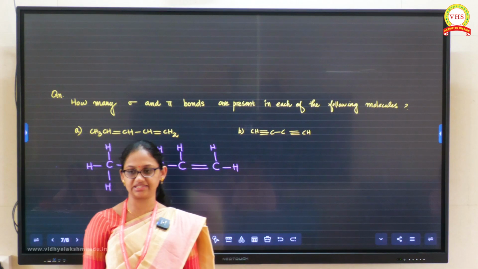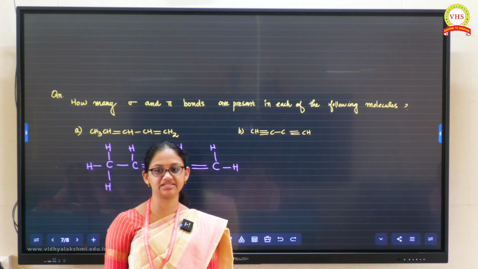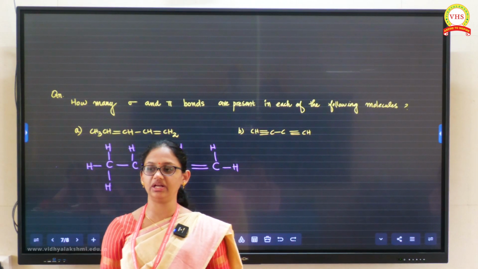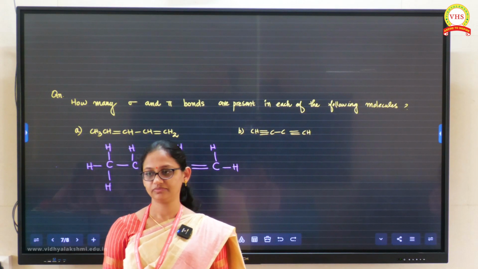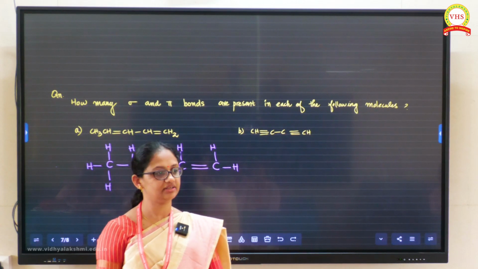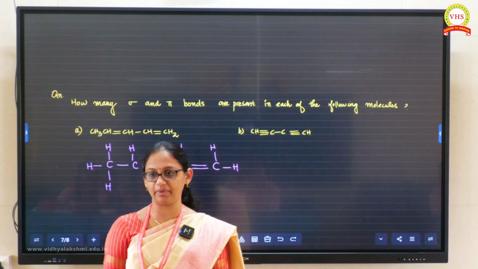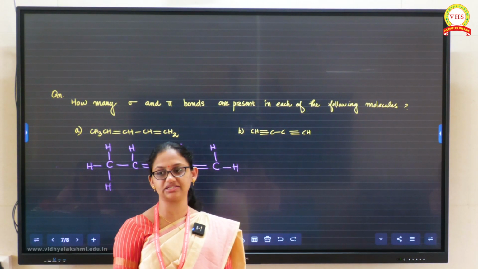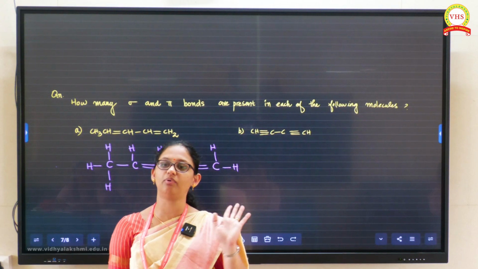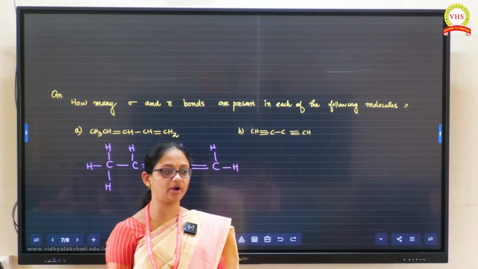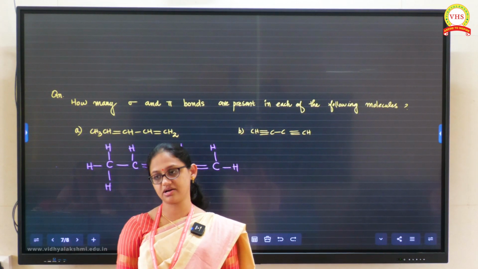And one more thing is that hydrogen will make only a single bond. Carbon can make a single bond, double bond, or triple bond, depending on the compound. But hydrogen will always make only a single bond. Hydrogen will not make a double bond or a triple bond.